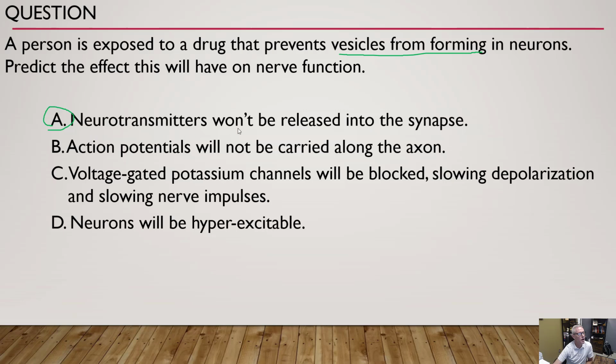Now, action potentials will still be created because action potentials travel down the length of the axon, and then the neurotransmitter will be released. Voltage-gated potassium channels will be blocked, slowing depolarization? No, because we've already created the action potential. Neurons will be hyperexcitable? No.